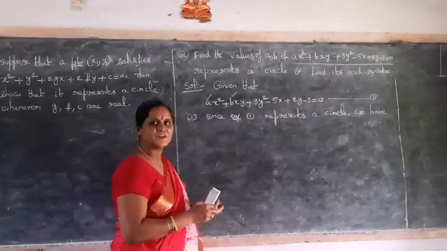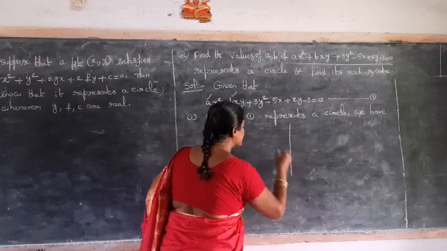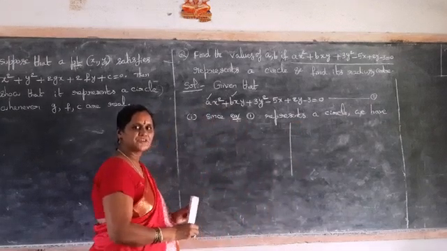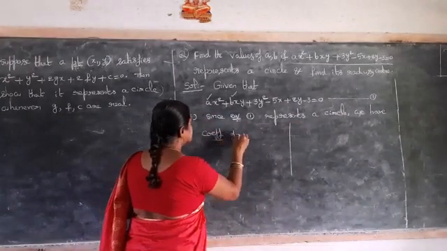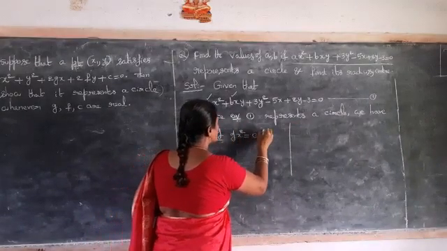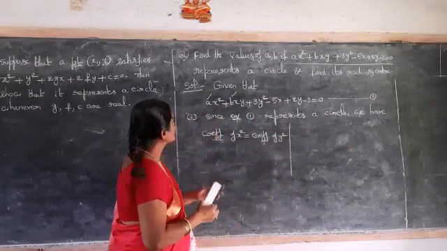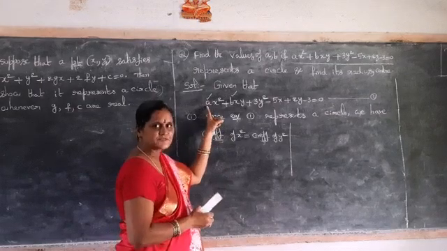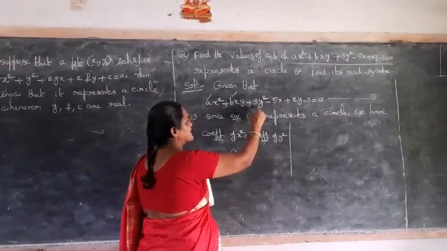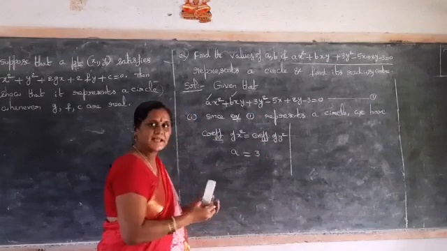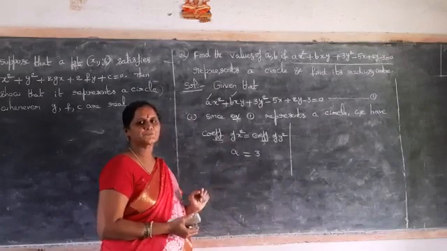Since equation 1 represents a circle, we have the first formula, coefficient of x square is equal to coefficient of y square. Here coefficient of x square is small a. So a is equal to coefficient of y square, that is 3. That is simply by doing substitution, we got the value of small a.